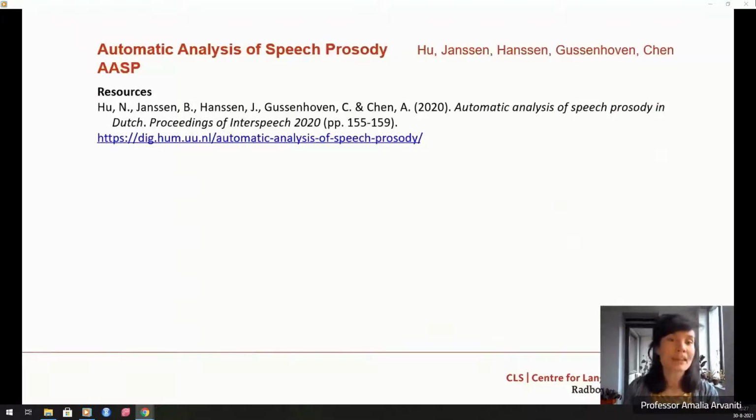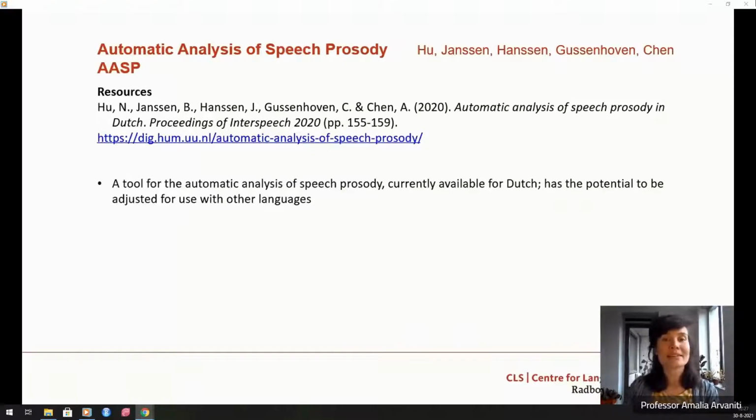The next tool up is the Automatic Analysis of Speech Prosody tool developed by Na Hu, Berit Janssen, Judith Hansen, Carlos Gussenhoven, and Aoju Chen. It's a tool for the automatic annotation and analysis of speech prosody. The analysis module can be used with any language, and the annotation portion is currently available for Dutch with the potential to be expanded for other languages.